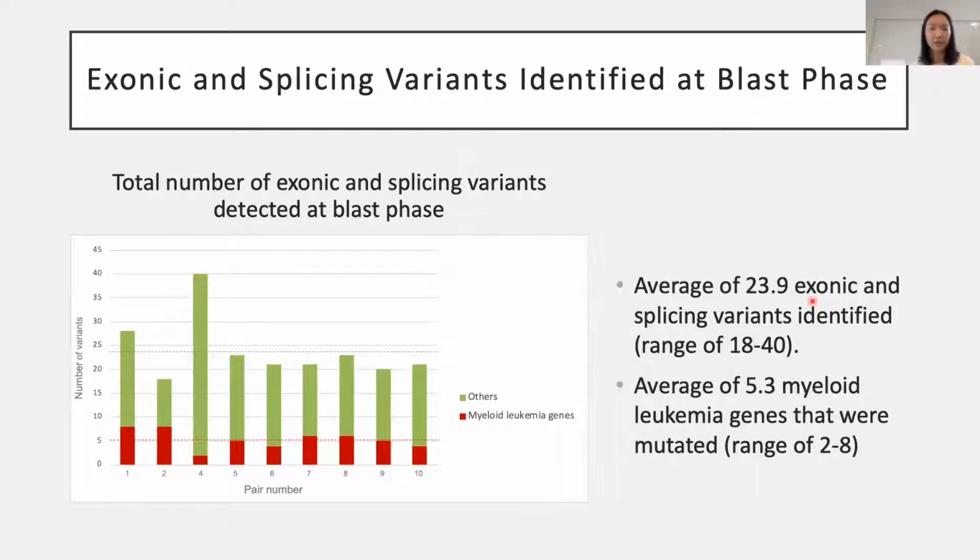So these are some of the results from our whole genome sequencing. On this slide, I've indicated the total number of exonic and splicing variants that were detected at blast phase. So these are only looking at the 9 blast phase samples that we have. And we see that there was an average of almost 24 exonic and splicing variants that were identified amongst all the samples, with a range of 18 to 40 variants. Amongst all these exonic splicing variants, we found that there were an average of 5.3 myeloid leukemia genes that were actually mutated, with a range of 2 to 8 per sample.